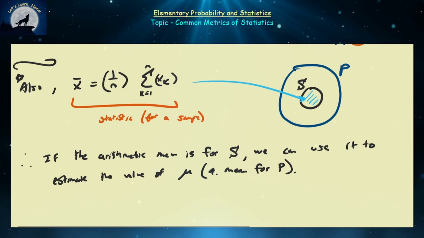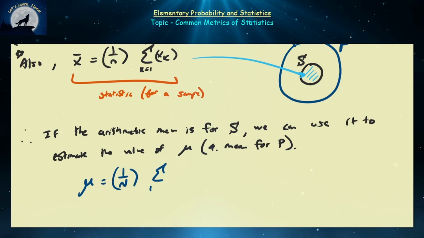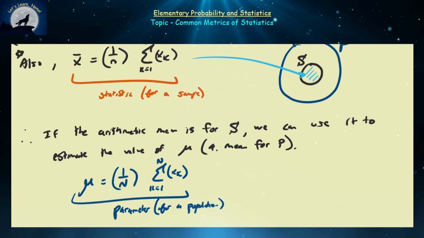So is there any difference between the calculation for arithmetic mean and population mean, mu? Technically speaking, there is, because mu would be equal to 1 over capital N times the sum from k equal to 1 to capital N of xk, right? So technically this would be a parameter, and this is for a population. So there's a subtle difference. It might not look the same on the surface, but this calculation for this parameter usually contains more values than the calculation of a statistic does.